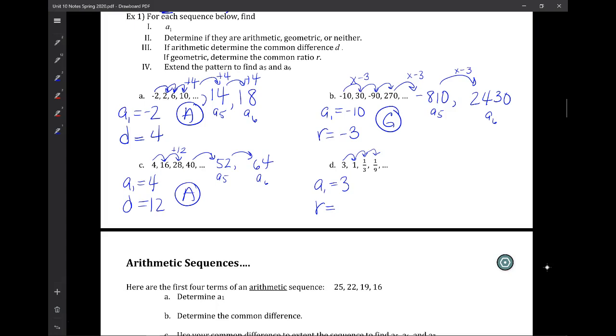You're probably thinking divide by 3. So if you're thinking divide by 3, what are you multiplying by? You are multiplying by 1/3. So that makes it geometric. If I want to extend this pattern out, 1/9 times 1/3 would give me 1/27, and then times 1/3 again would be 1/81. That would be the 5th and the 6th.